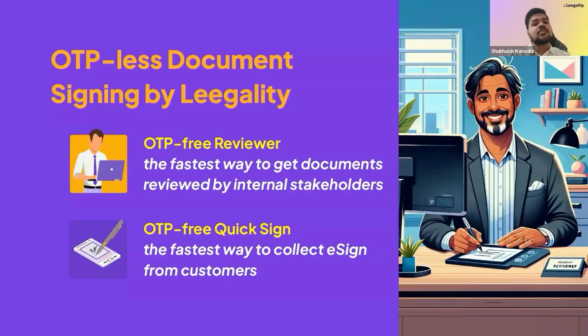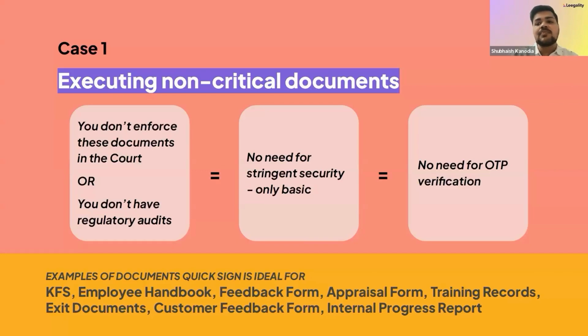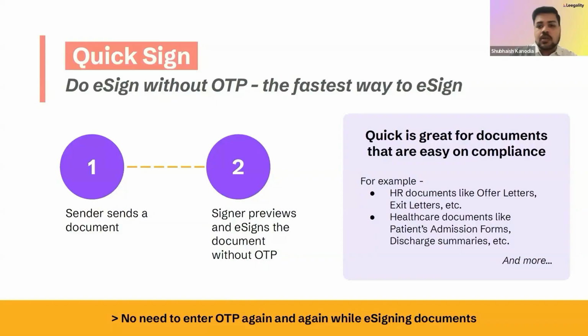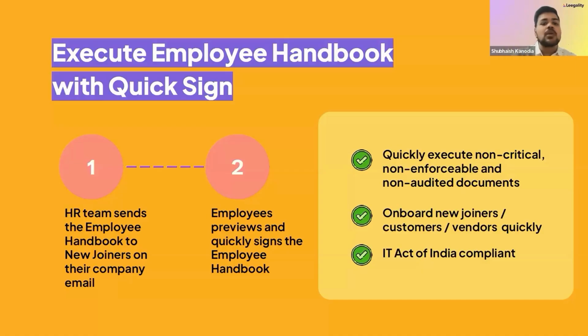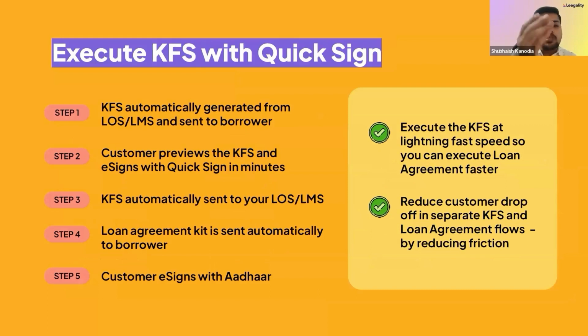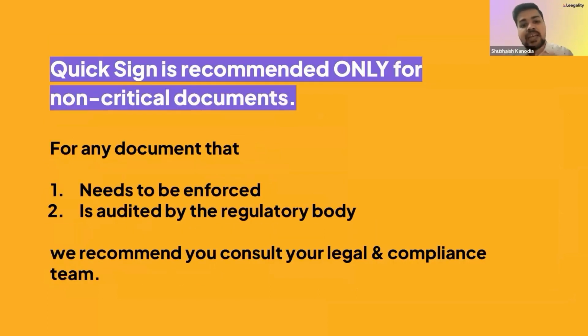Yeah. So we were just discussing one case wherein you would need an e-sign which is OTP-less, and this is for documents which are not critical. Examples of those are on your screen, as I said previously. Then we saw two examples of where you can use QuickSign. First was the employee handbook and how you can quickly execute that, and second was how you can quickly execute KFS using QuickSign and why it works.